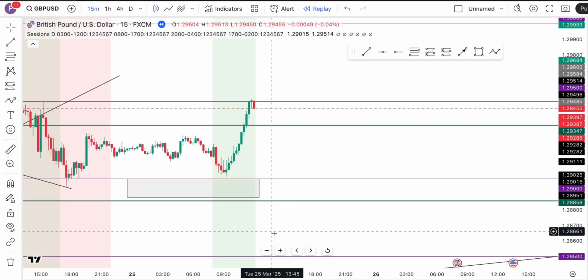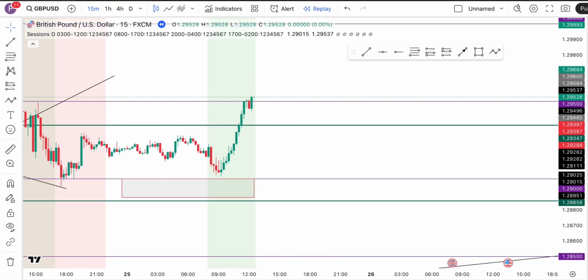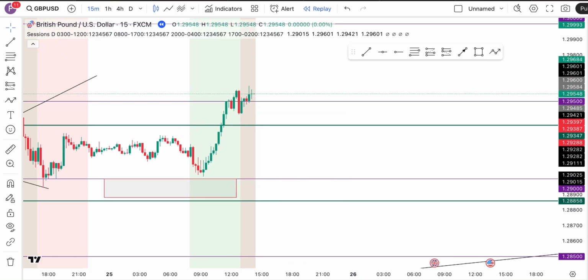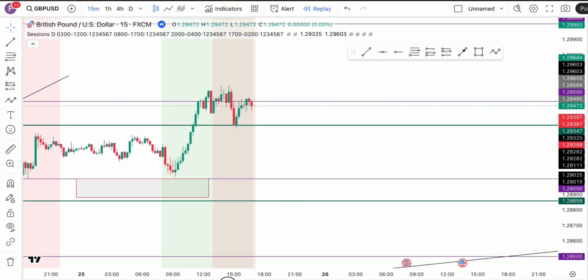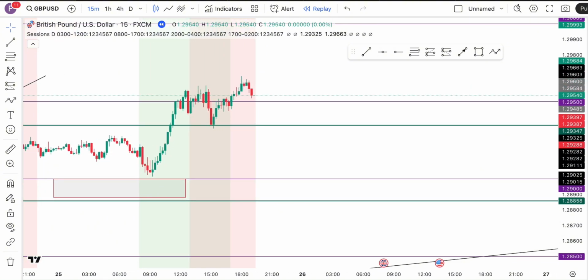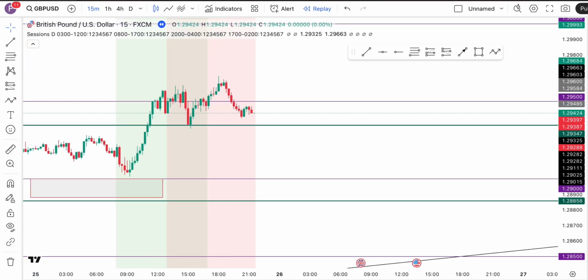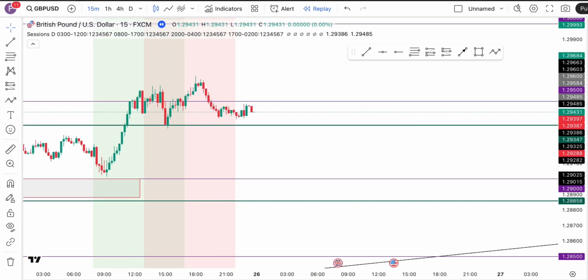So price left. Then let's keep waiting. Let's keep waiting to see if we'll see opportunities. So on Tuesday, no trades again. No trades on Tuesday. I didn't see any trade here.